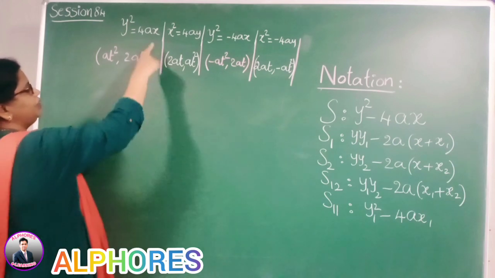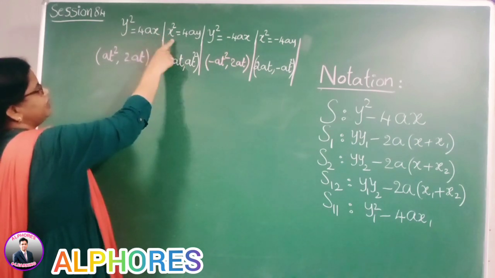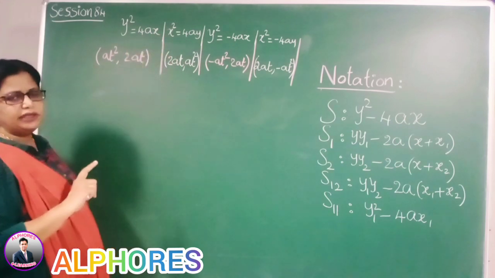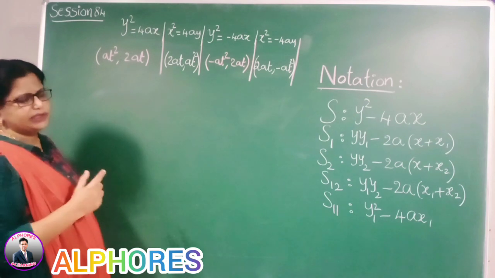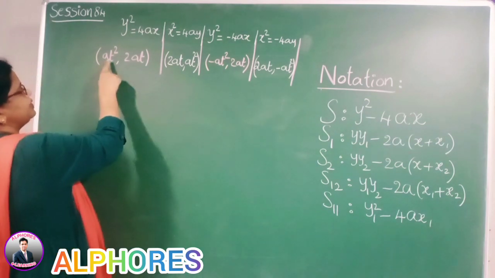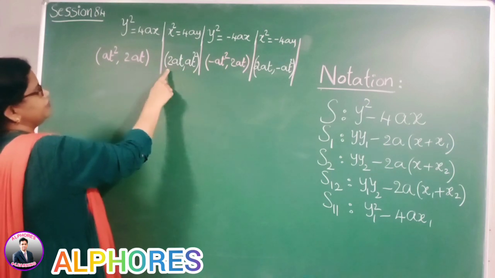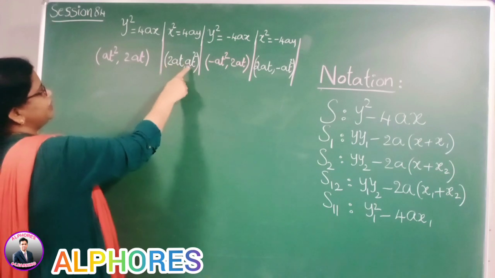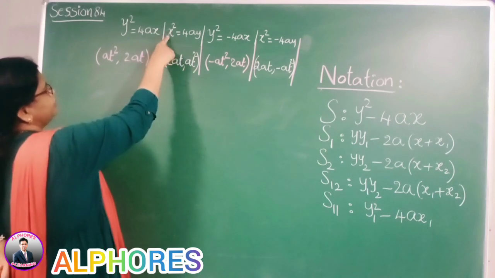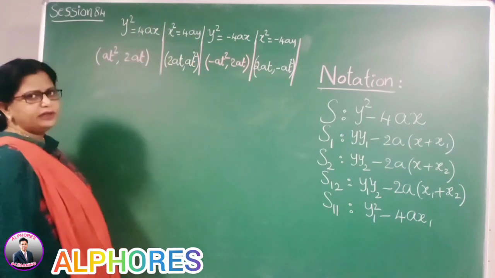And now what about the observation of these two parabolas? We know clearly these two parabolas are images of one another with respect to the line y equal to x. Therefore, if this point is of the form (alpha, beta), then immediately this point is of the form (beta, alpha). That's why we got (2at, at square). If you put x is 2at here, y square is 4a square t square, whereas here again 4a square t square.